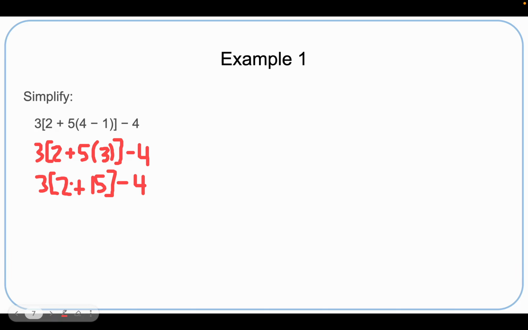Then as we keep simplifying, so now we're doing 2 plus 15. So then we're left with 3 times 17. And just like parentheses show multiplication when you have numbers next to each other, brackets also indicate multiplication. So you're going to have 3 times 17, which is 51. And then minus 4. So our final simplified answer is 47.